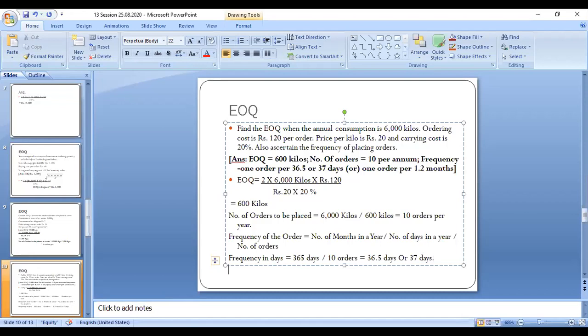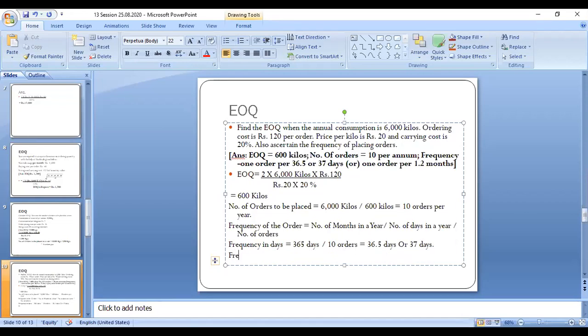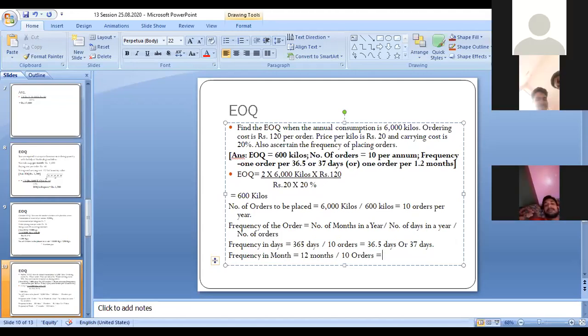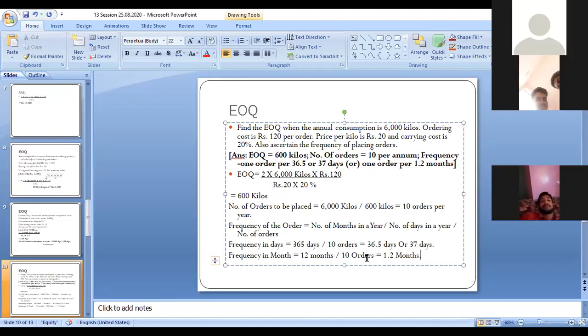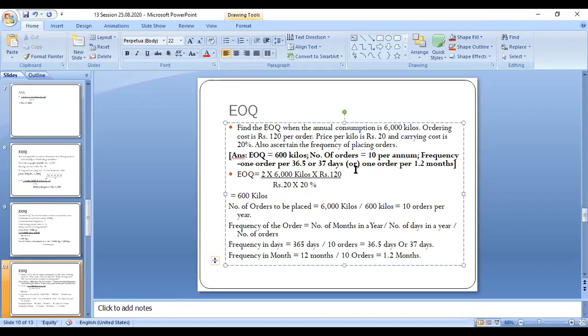If the frequency is in months, how is it calculated? Number of months in a year, 12 months divided by 10 orders. The answer will be 1.2 months, and that is automatically 37 days. So this is the economic ordering quantity. So this is the answer. You can remove this answer and you will get a very clear picture.